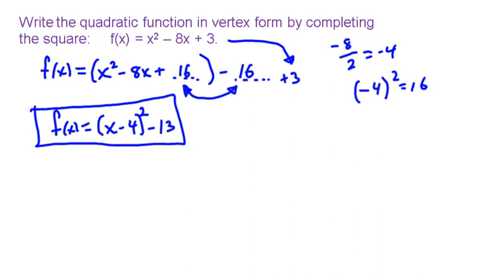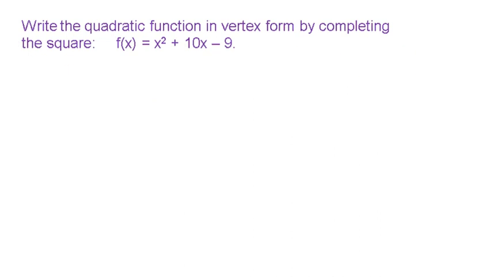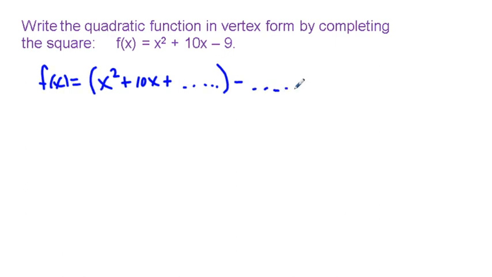Next, write the quadratic function in vertex form by completing the square. Just go ahead and do this and follow along to see if you got it right. Okay, so we have f of x equals x squared plus 10x plus some number and minus that same number, and then minus 9.